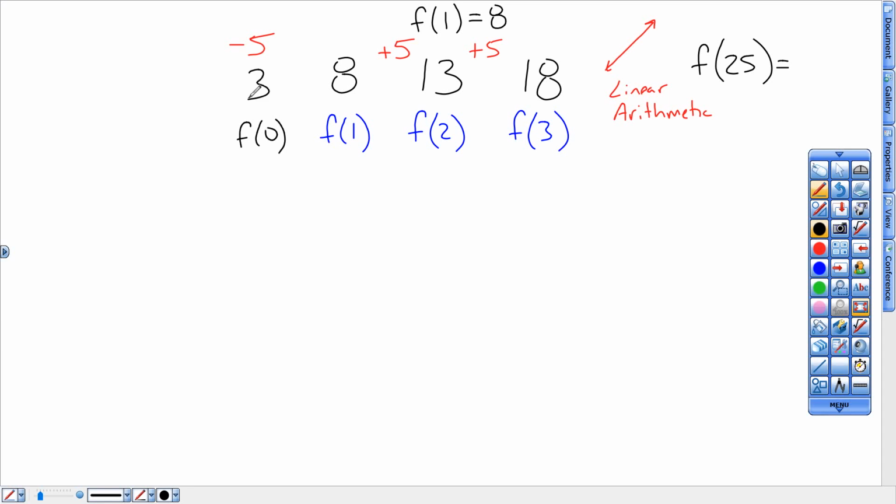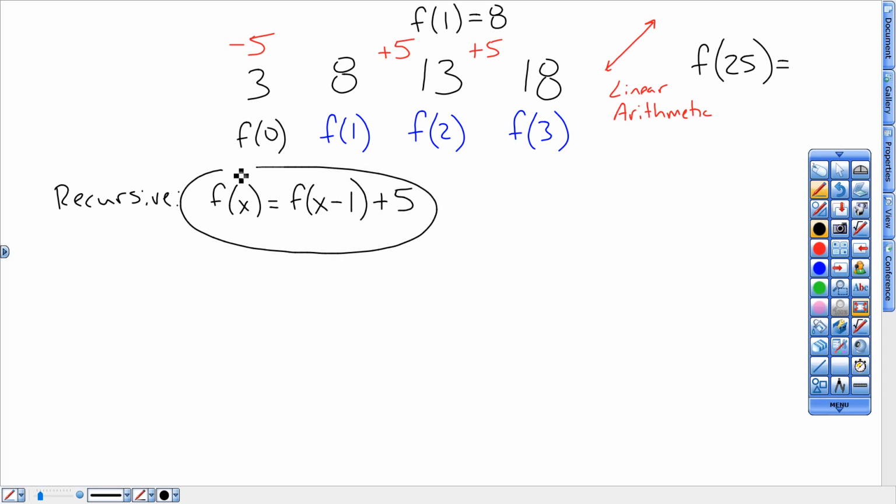Here I go. What you need to know, the recursive answer, you have to know how to write it. The recursive answer is f of x equals f of x minus 1 plus 5. That is the recursive function you have to know how to do.